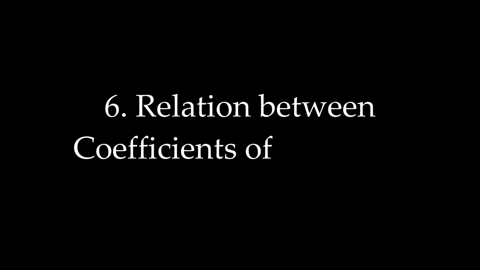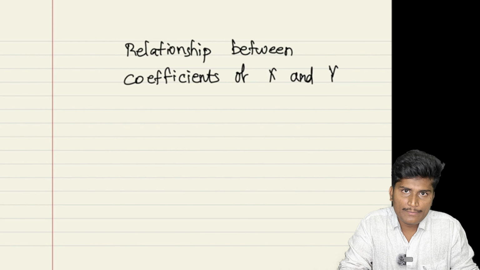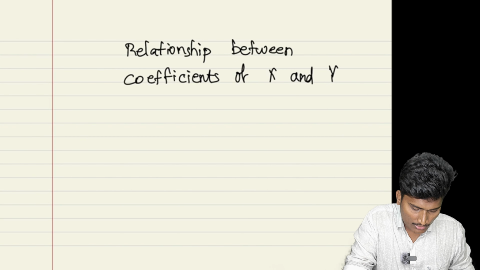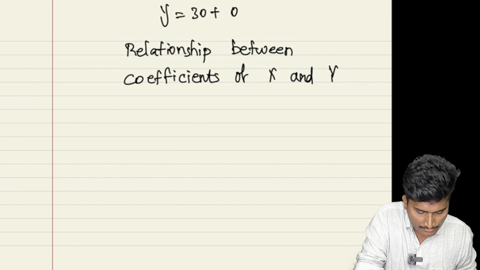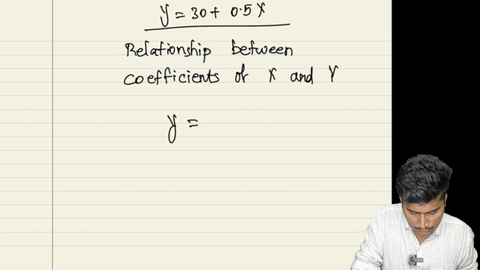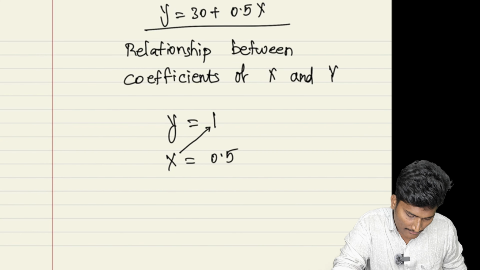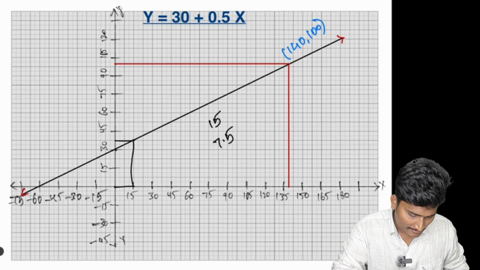Now, the other benefit of representing an equation in a graph is that we will be able to understand the relationship between coefficients of x and y. Now, our equation is y is equal to 30 plus 0.5x, right? Here, the coefficient of y is 1 and the coefficient of x is 0.5. Now, what this means is that if x is increased by 1, then y will be increased by 0.5.